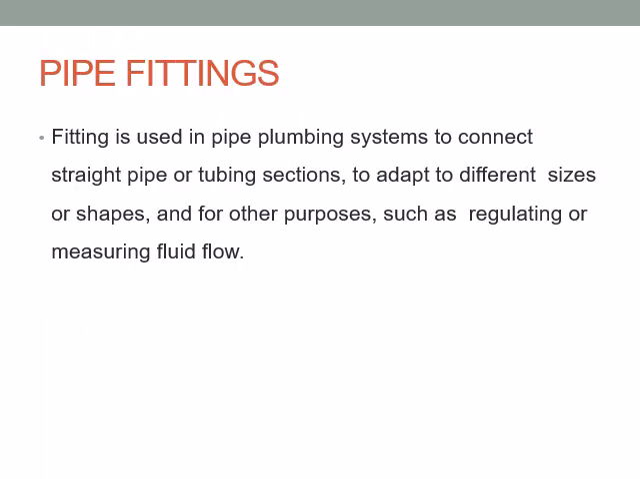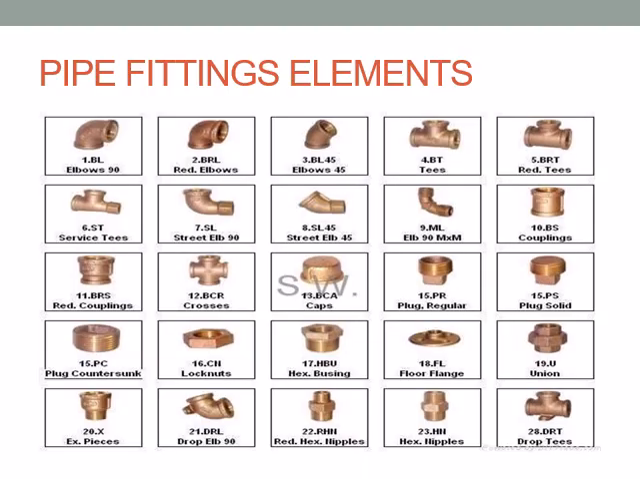So next is about pipe fittings, which are used to connect one pipe to another. A fitting is used in pipe plumbing systems to connect straight pipes or tubing sections, to adapt to different sizes or shapes, and for other purposes such as regulating or measuring fluid flow. These are some of the pipe fitting elements: elbow, reducing elbows, then elbow 45, tees, reducing tees and service tees. These are some of the cross, caps, then unions.